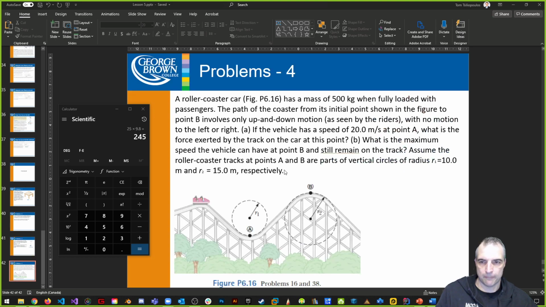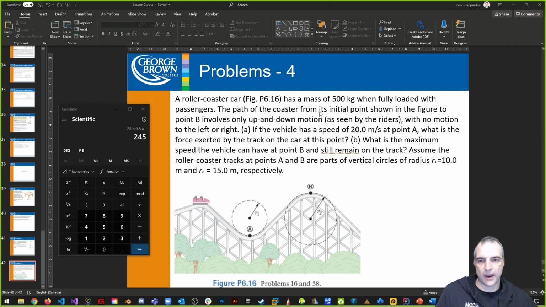Problem 4. Okay, this is something you may see. Here's your roller coaster. I know Cody was mentioning it. You have a roller coaster, you go down, and as you're going down, it's like you're at the bottom of a circle. And then you're going up, and as you're going up, you're at the top of a circle. And the circle could be different depending on the curve in the roller coaster.